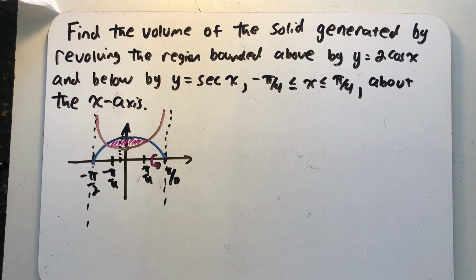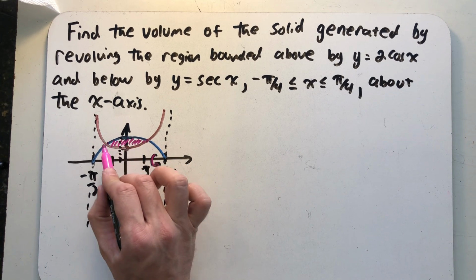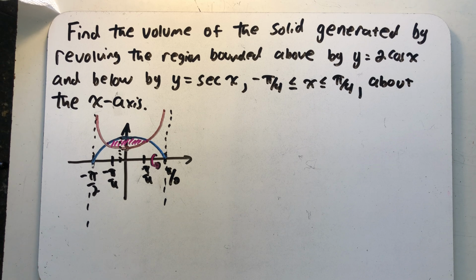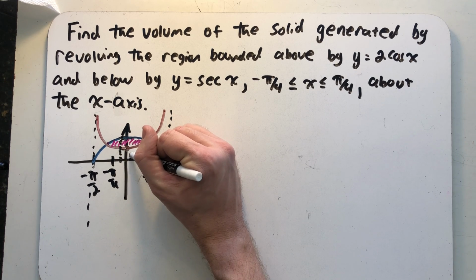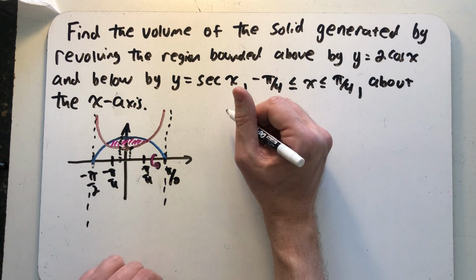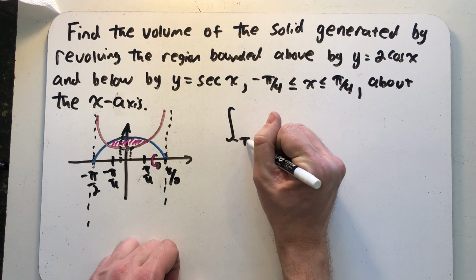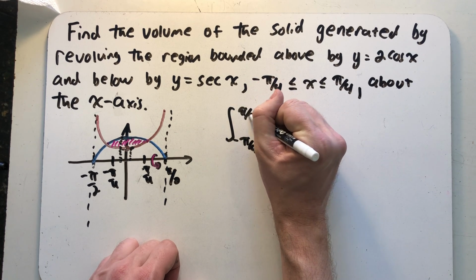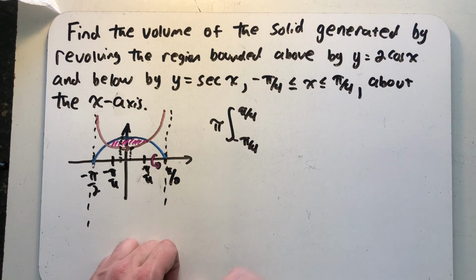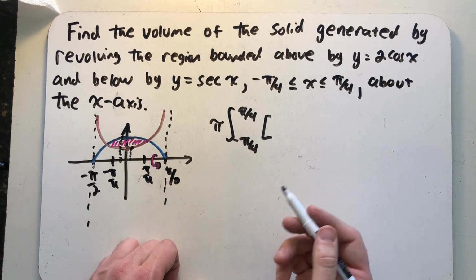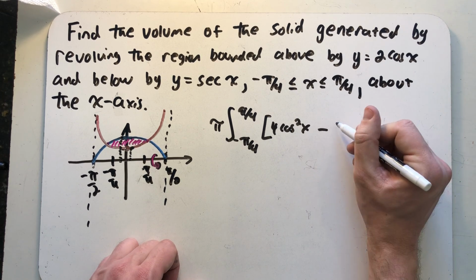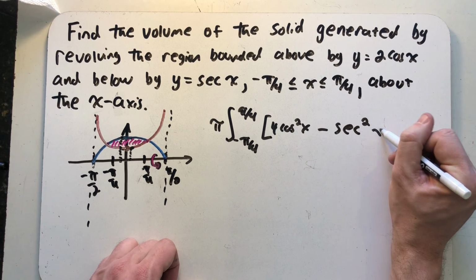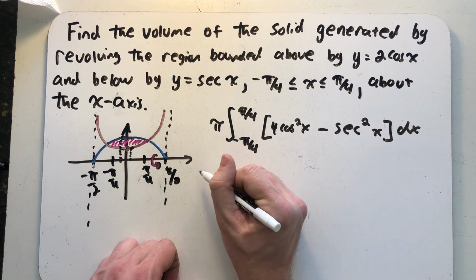I guess all I really needed to know, though, is that I have a top function and a bottom function over that interval. So I'm thinking about the washer method, because I have a big radius up to the cosine and a small radius up to the secant. So let's see, I'd have the integral from minus pi fourths to pi fourths of pi, which I'm just going to go right out front, of the big radius squared, so that'd be 4 cosine squared x, minus the little radius squared, secant squared x, with respect to x.